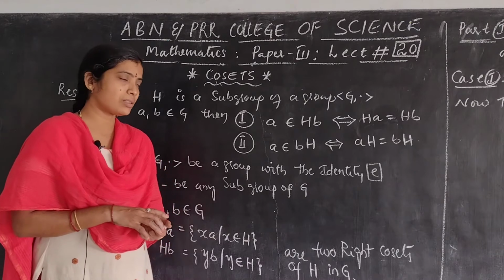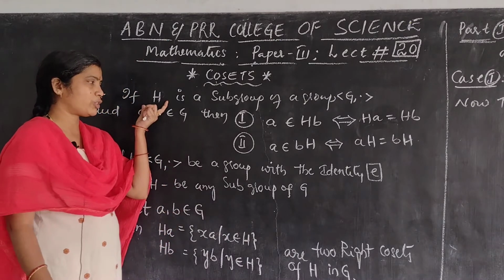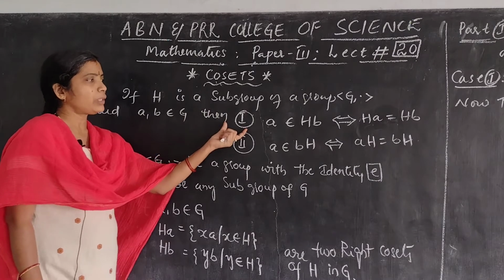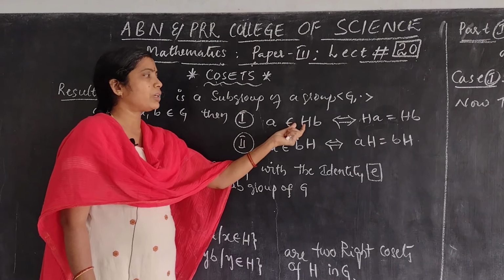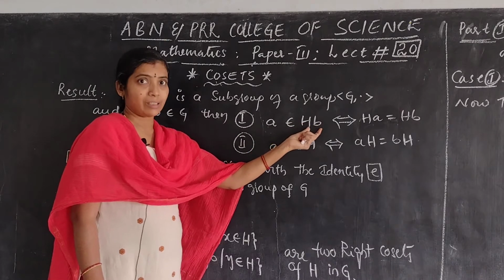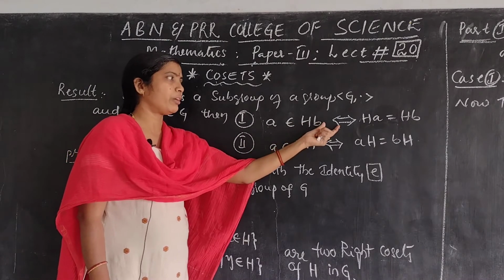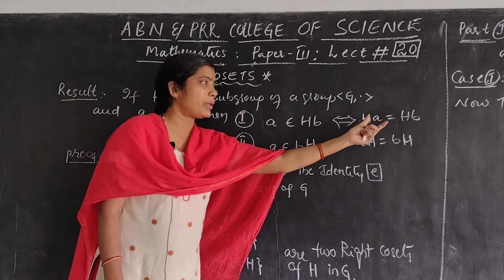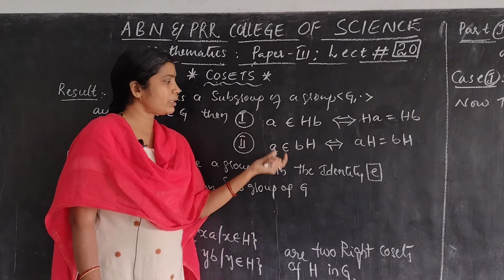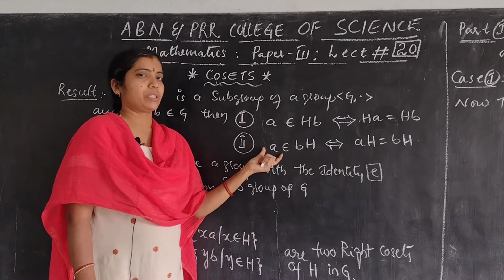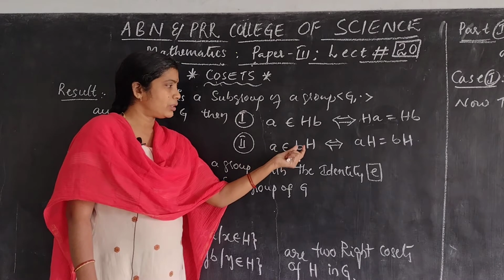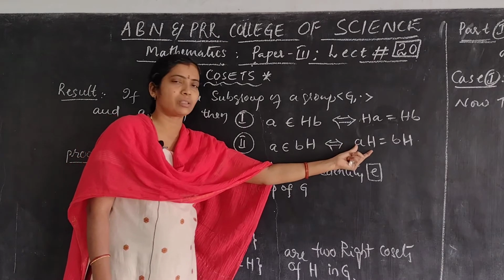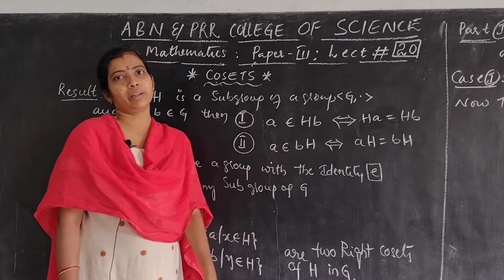Today another result is that if H is a subgroup of G and A and B are two elements of the group, then part 1 is: A is an element of the right coset generated by B, that is HB, if and only if the two right cosets, HA and HB, are identical. Similarly, in the case of left cosets, A is an element of the left coset BH if and only if both the left cosets AH and BH are identical.